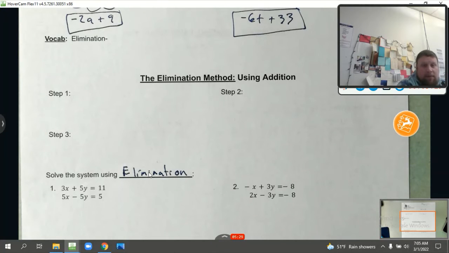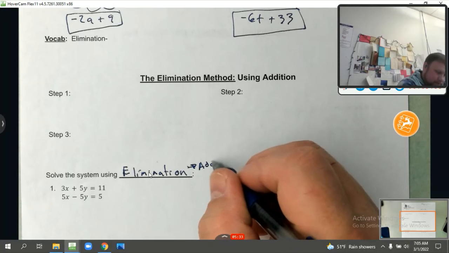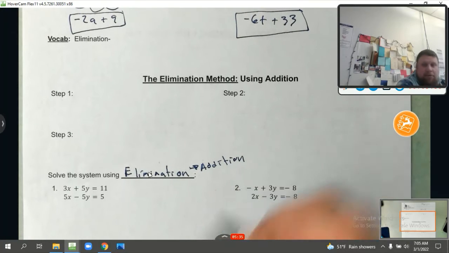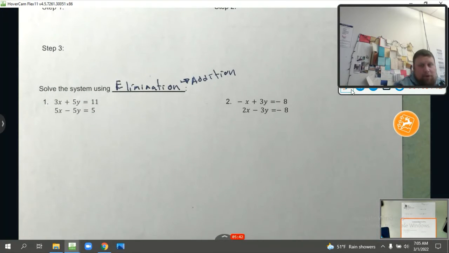But what kind of elimination? Addition. There's going to be subtraction later, so I want you to have that there. Okay. This is actually, generally speaking, the preferred method by every student.